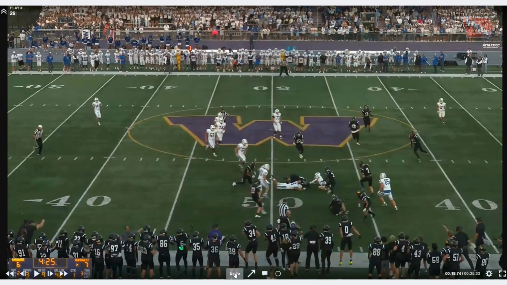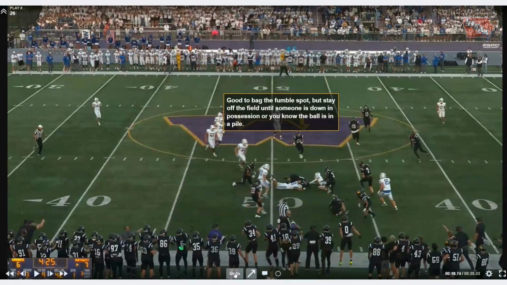In this case, we get hit, we have a fumble. Good job of getting your bag out, but don't get too excited. Stay off the field until you know you have someone down in possession or you have the ball in a pile.